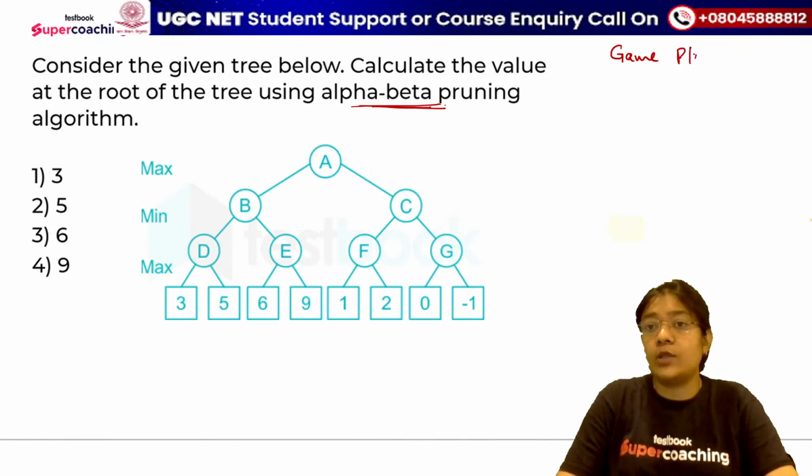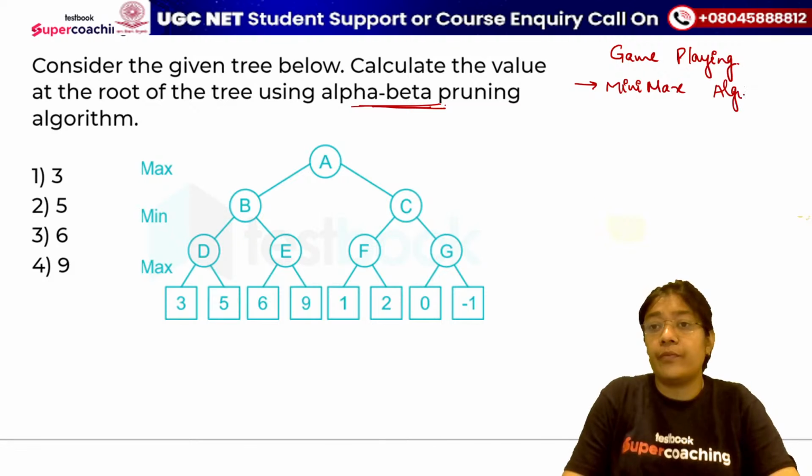अब क्वेश्चन आ ही गया है तो इसको सॉल्व कर लेते हैं. गेम प्लेइंग, दो मेथड, दो एल्गोरिथम्स हैं. वन इज मिनिमैक्स एल्गोरिथम and the other one is alpha beta pruning.